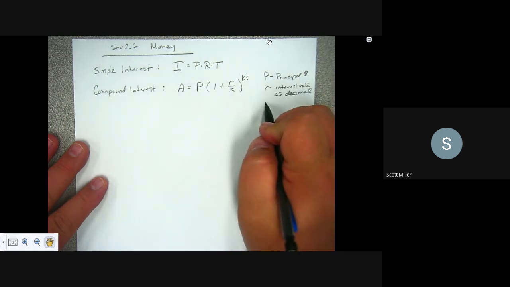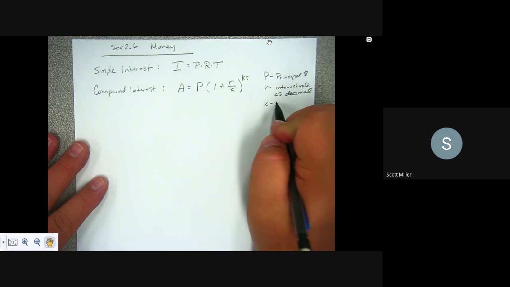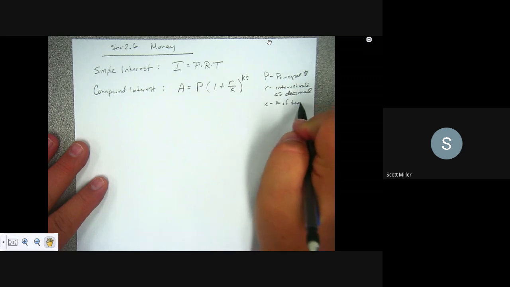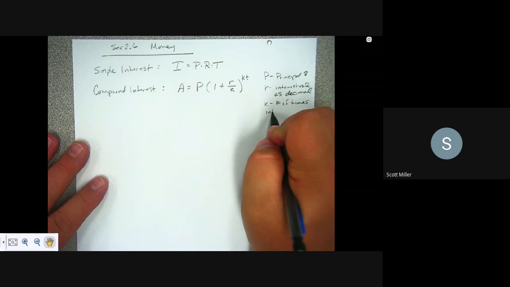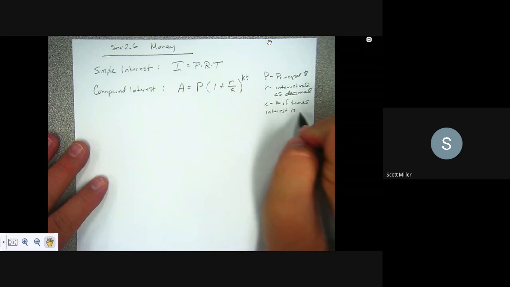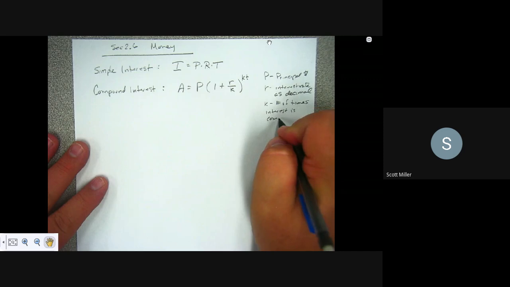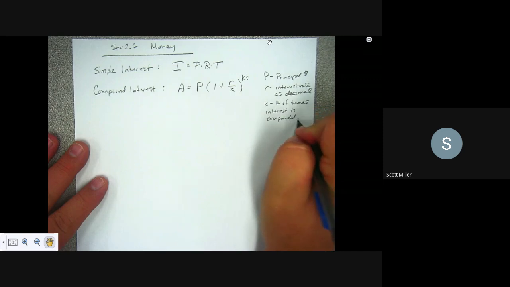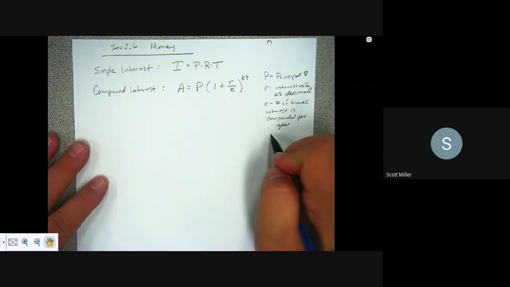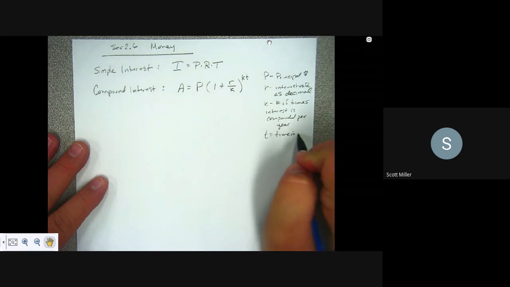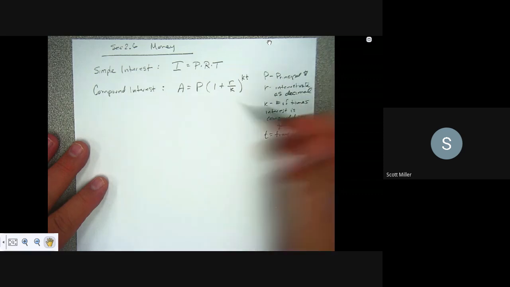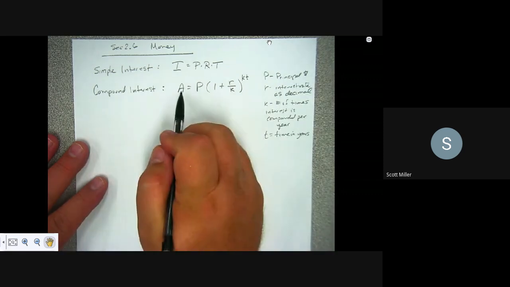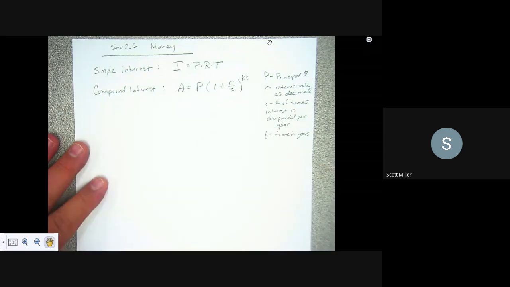Then you have K, which is the number of times the interest is compounded per year. And compound just means the number of times that they actually calculate the interest in a year. And then T is time in years. So these are what the standard letters represent when you do this. A is the amount that you have in an account after you do this.